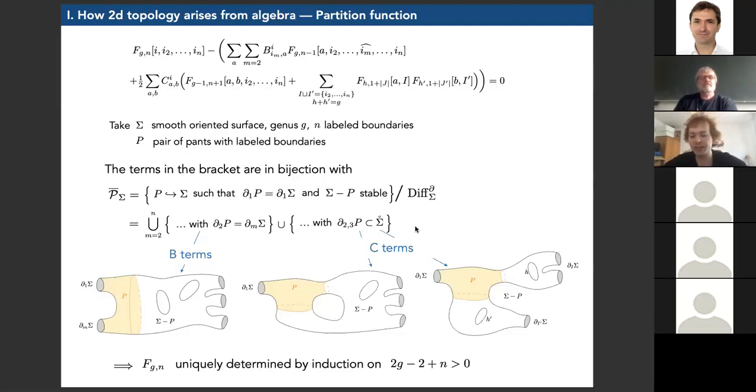Because minus the Euler characteristic of a pair of pants is 1. When I remove the pair of pants, the Euler characteristic is additive, so I just decrease 2g minus 2 plus n. And because I have no disks and no cylinders, I only see things which strictly decrease. So we somehow proved uniqueness of this partition function.